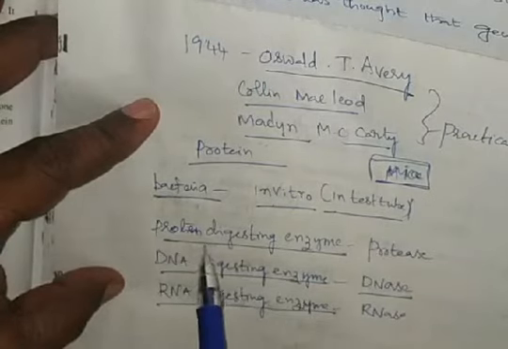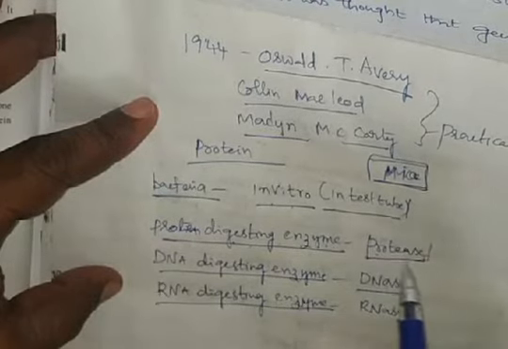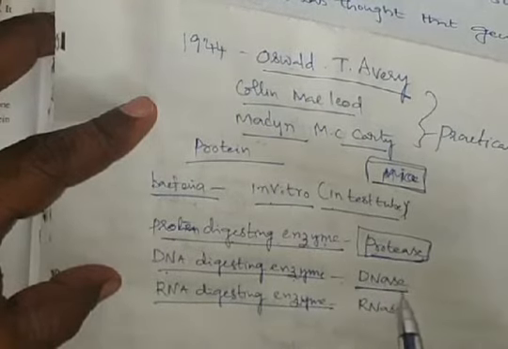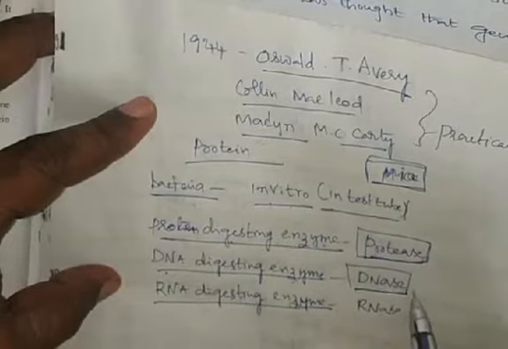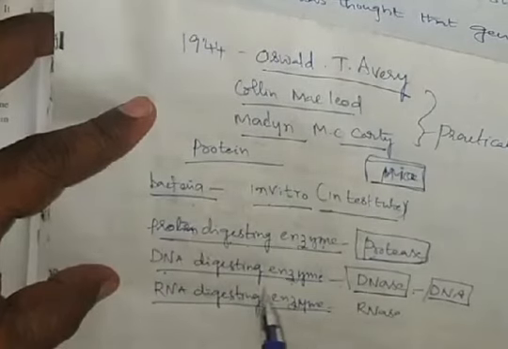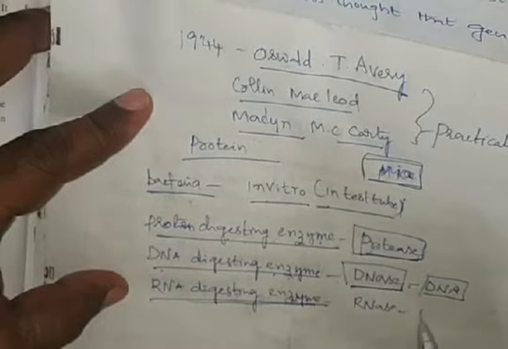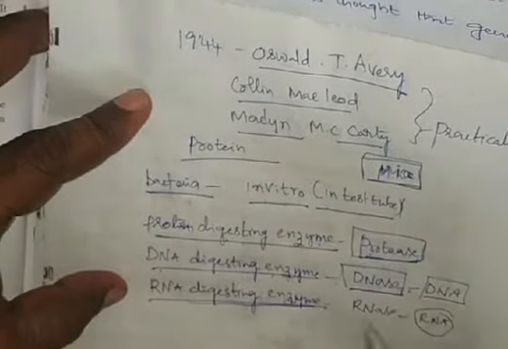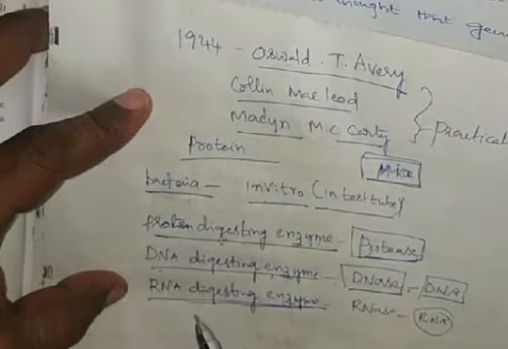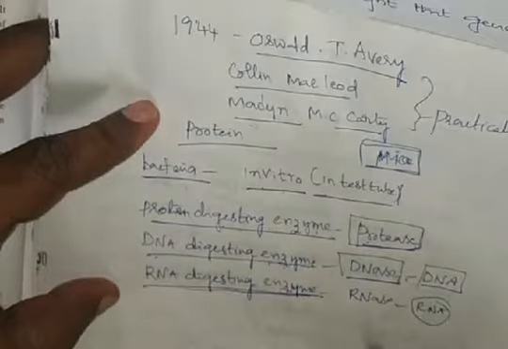When they use this protein digesting enzyme, protease, the protein is degraded. When the DNA digesting enzyme is used, DNA is degraded. DNA can't be seen in the material because of this DNA digesting enzyme. With the RNA digesting enzyme, RNA is degraded. These three chemicals were developed by these three scientists before going to this experiment. So what is the reason for that? We'll come to know.